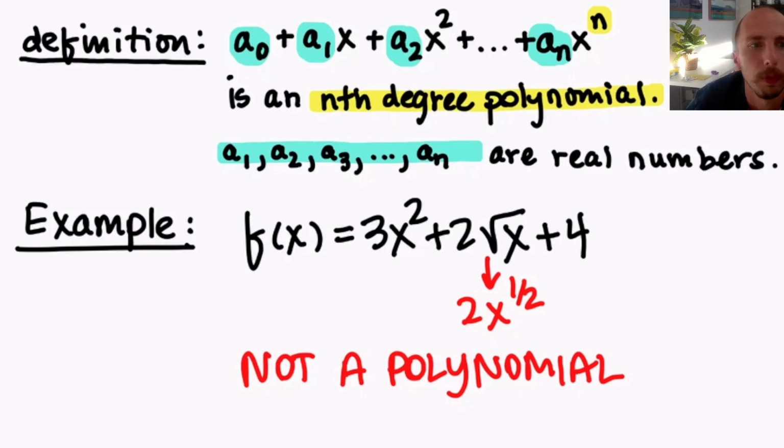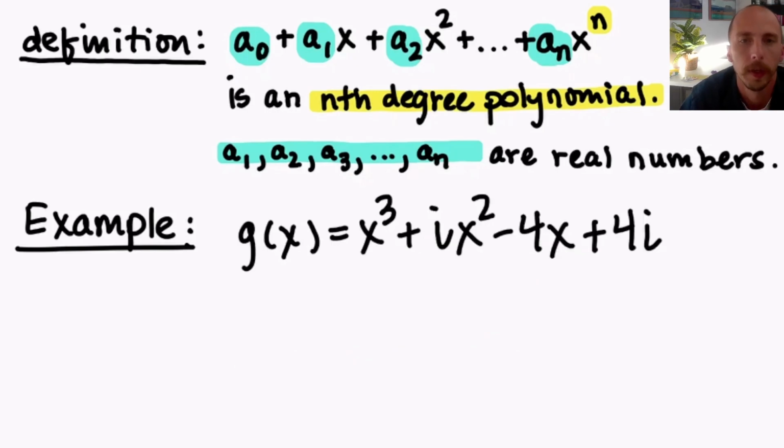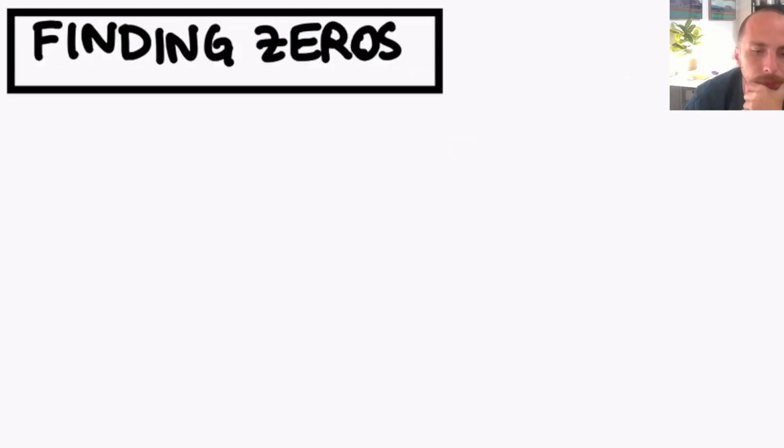I've got another example for you. I guess it might be a lie to say that this is not a polynomial, but it's not going to be the type of polynomial we're interested in AP Precalculus because it doesn't have real coefficients. I see that i times x squared and that 4i there, those are not real numbers. So this is not going to be a polynomial because of the non-real coefficients.